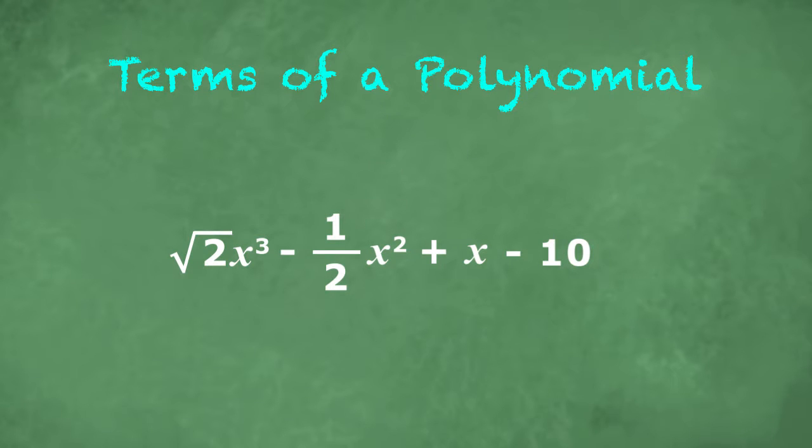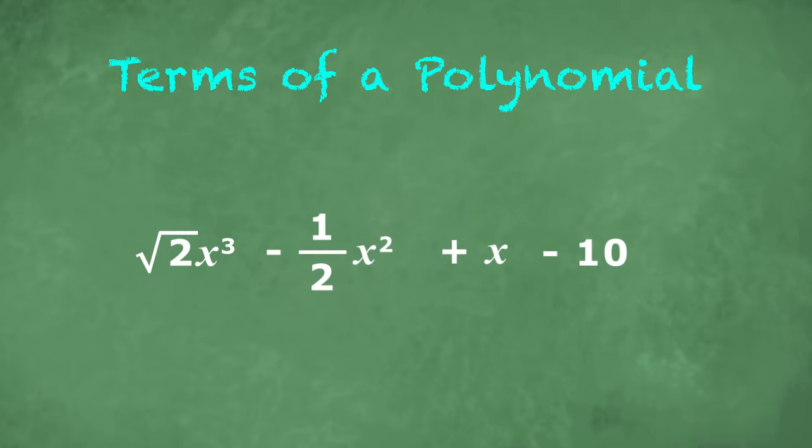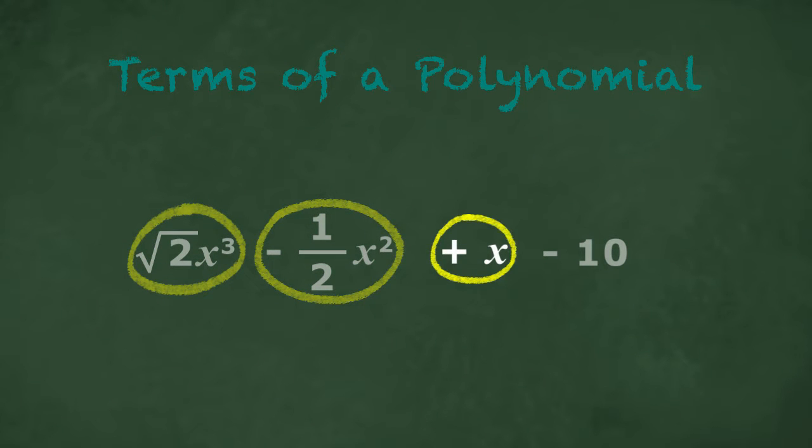A polynomial can have a different number of terms. Let's look at this polynomial. You know now that the degree of this polynomial is 3, because the highest index of x is 3. Can you see that there are 4 terms in this polynomial? The x to the power 3 term, the x squared term, the x term, and the constant term, where x is to the power 0.